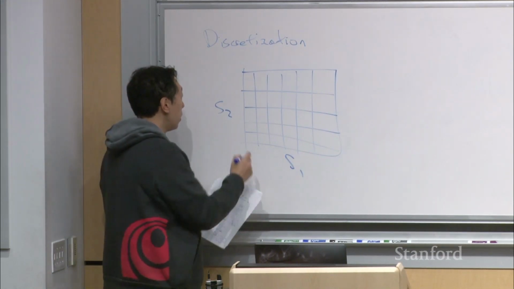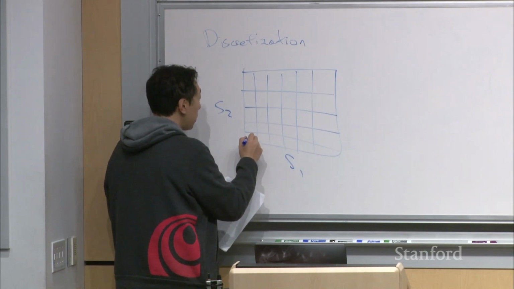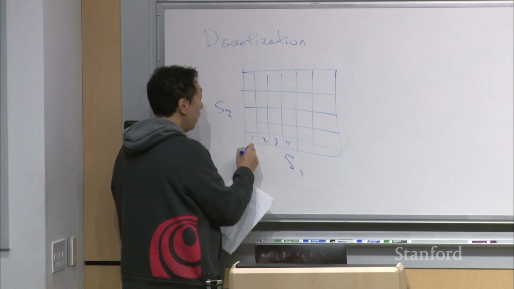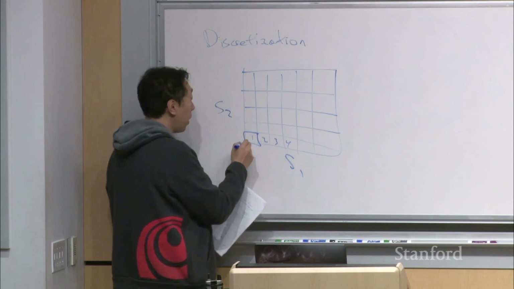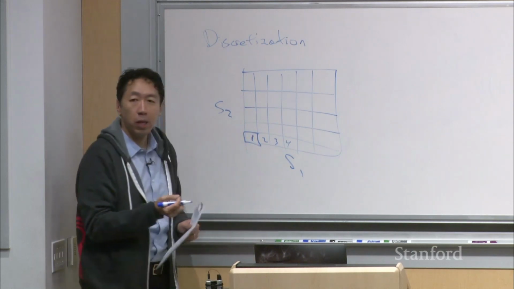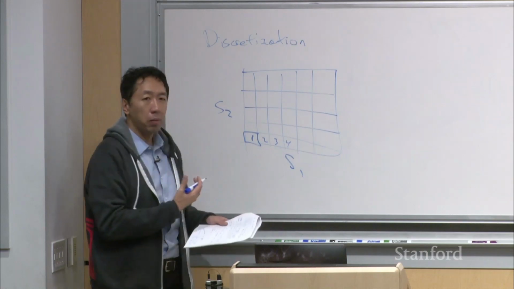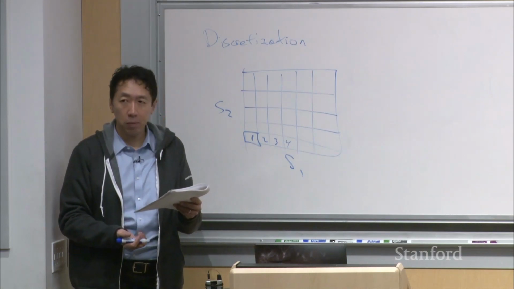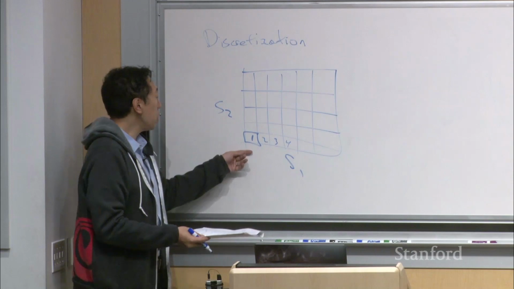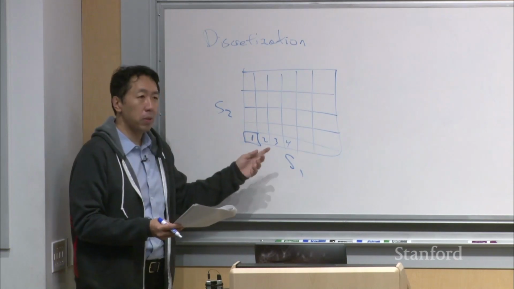And so you can give the states a set of names, 1, 2, 3, 4, whatever, and anywhere within that little square, you just pretend that your MDP, that your robot is in state number 1. So this takes a continuous state problem and turns it back into a discrete state problem. This is such a simple, straightforward way to do it.